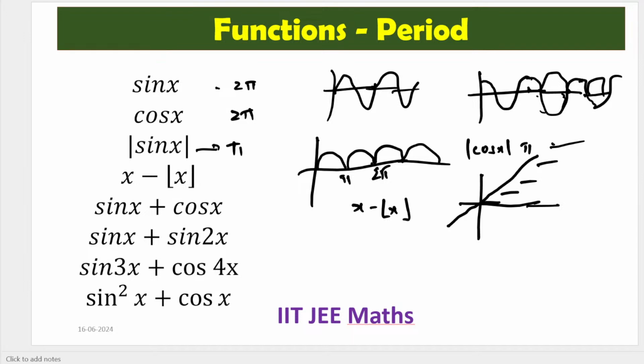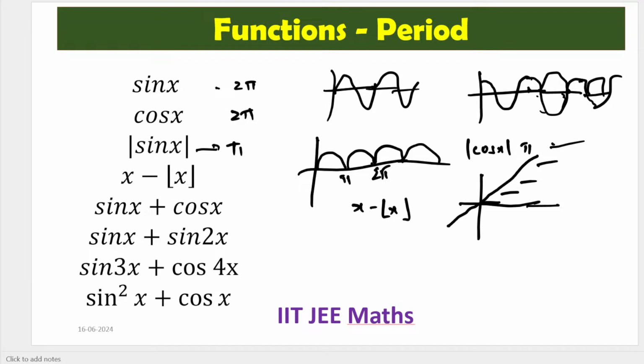It will repeat itself even for sin x also. You can say the period is 4 pi, 6 pi, 8 pi, whatever. But what is the minimum of those? 2 pi, sir. So we'll take 2 pi as the period, the minimum of those.